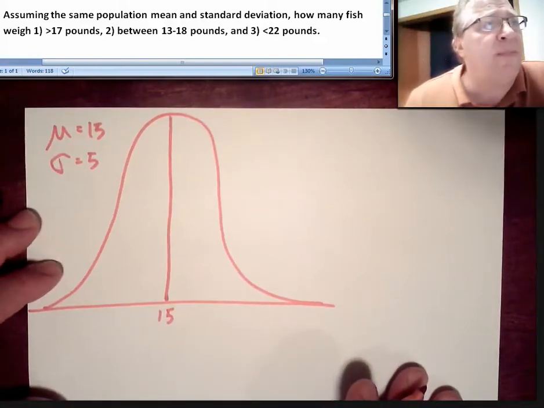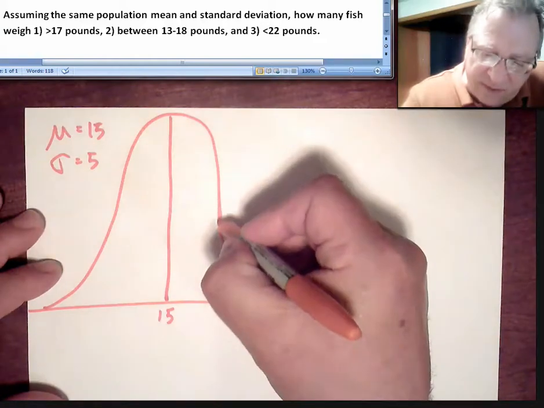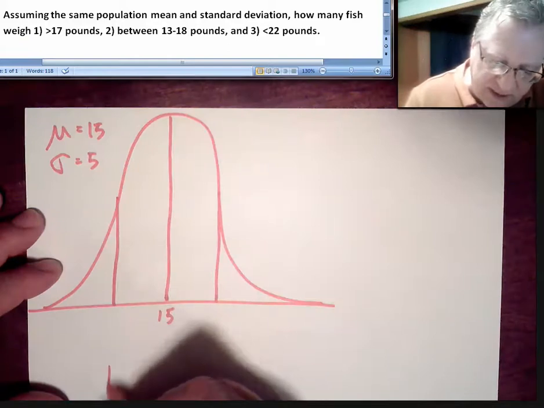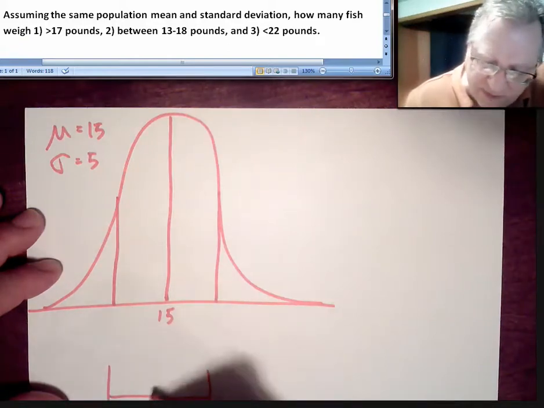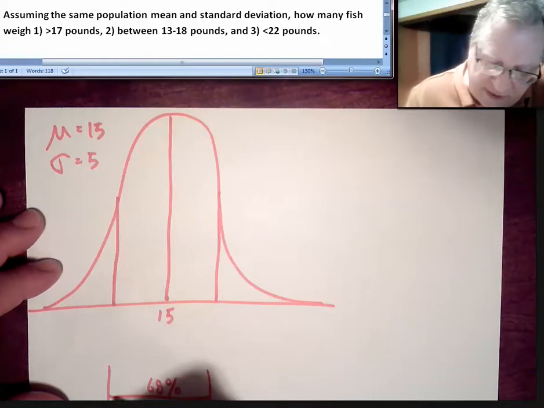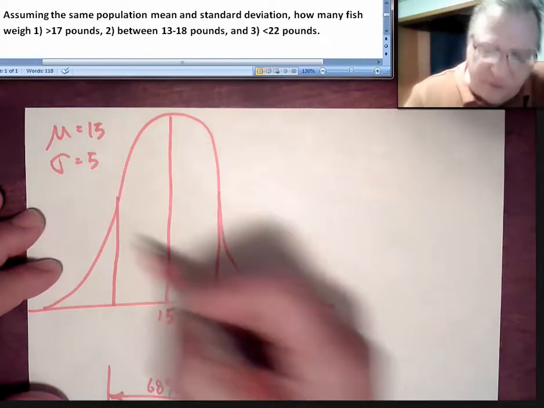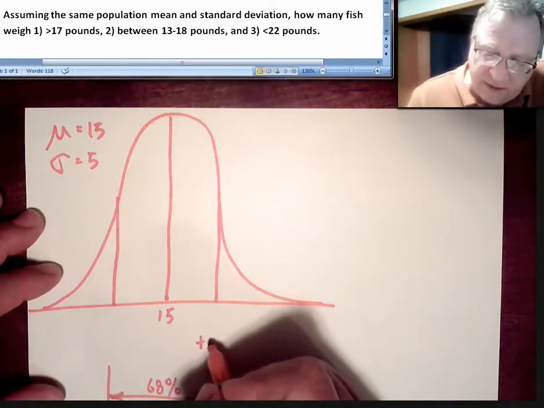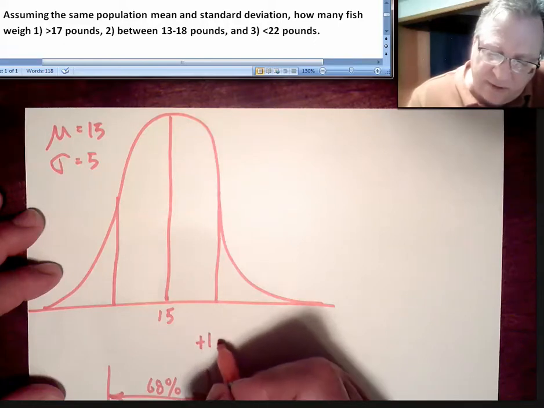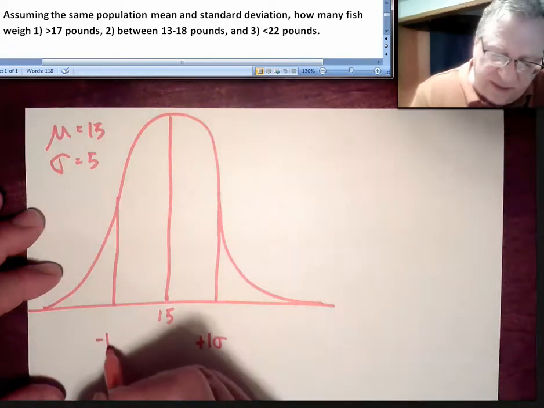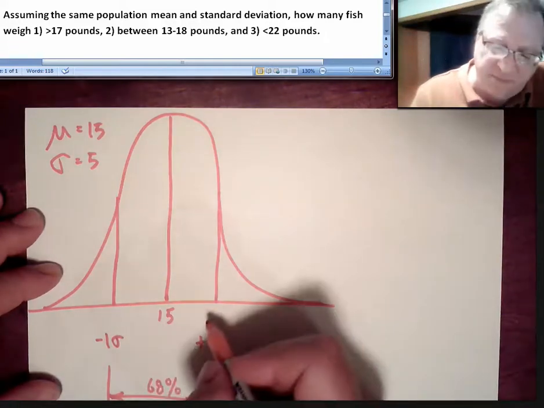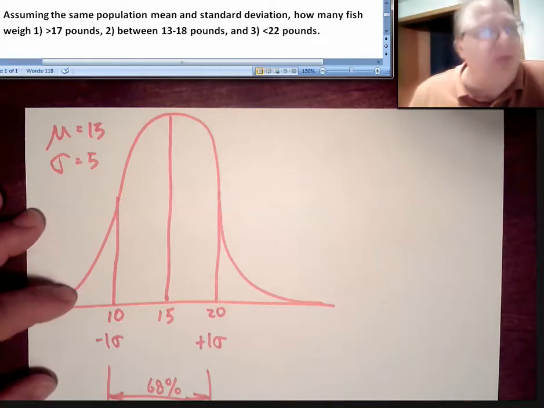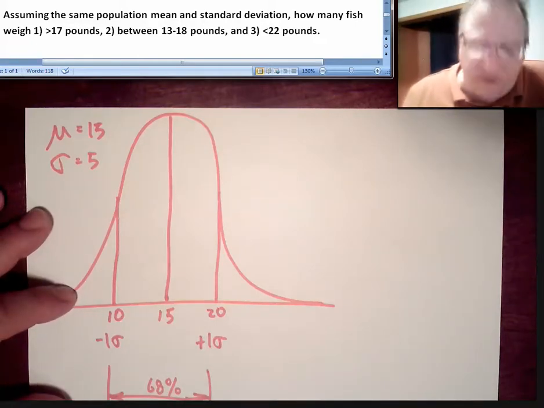Just for reference, I'm going to put my 68% values in here. It's nice to keep those in mind as a reference. 68% of the area under the curve is bound by those two lines and the top curve. That's plus 1 standard deviation, and that's minus 1 standard deviation. 15, 20, 10. Okay, got the picture. Now we're looking for the number of fish that weigh between 13 and 18 pounds.